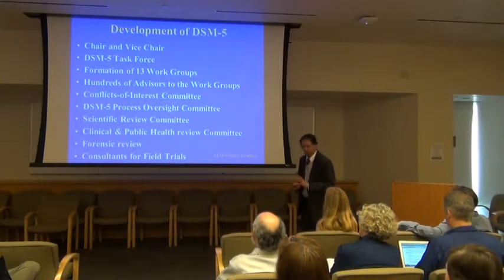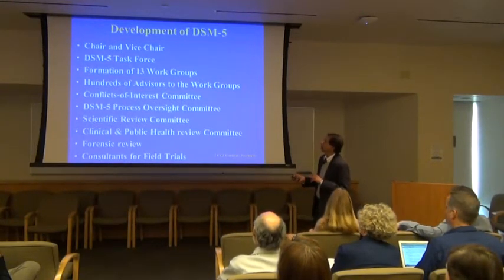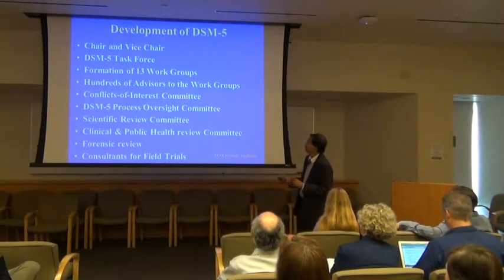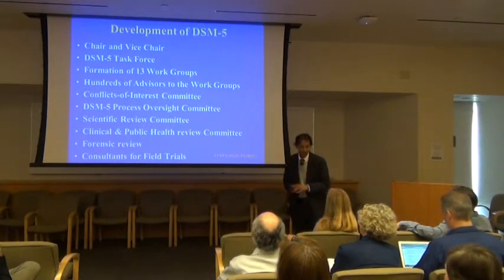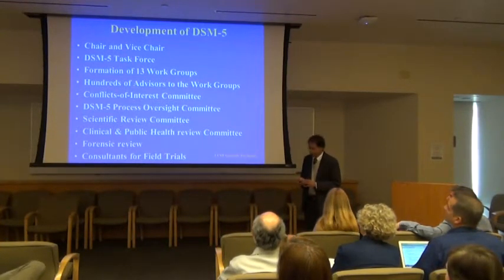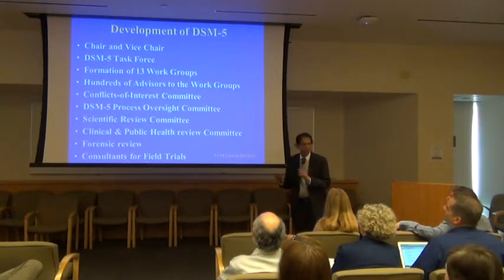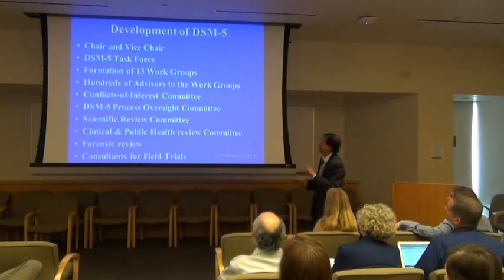So it's actually a pretty complex process. People often don't know about that. They started with a chair, David Kupfer, and a vice chair, Darrel Regier. Then they formed a task force which included chairs of the 13 work groups, such as the chair of the Neurocognitive Disorders work group. But there were hundreds of advisors from all over the world. Then there are lots of committees.